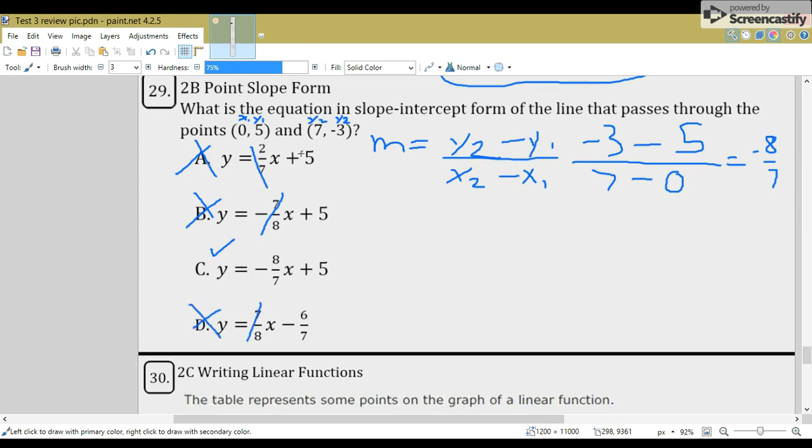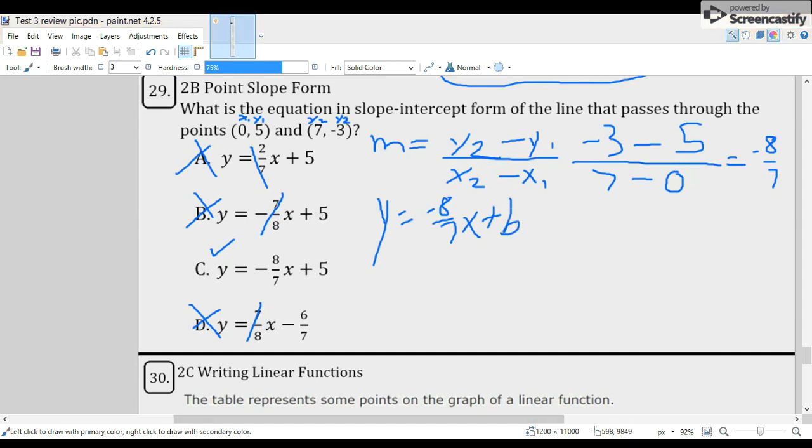So from just finding the slope, you could find the answer. But what if there was two answer choices that had the same slope? This is what you do next. So we have y equals negative 8 over 7x plus b. This is our new b. To solve for the b, we're going to plug in one of these points into our equation and solve for b. Let's plug in the first point because it looks easier.